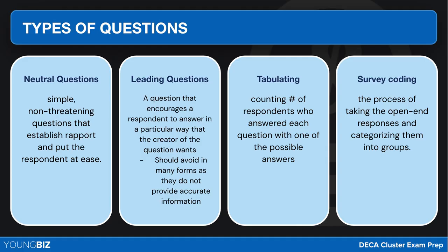Now let's discuss tabulating responses. This process involves counting the number of respondents who selected each answer to a question. This quantitative approach allows researchers to easily analyze and visualize data, helping identify trends and patterns in responses. And finally, we have survey coding. This is the process of taking open-ended responses and categorizing them into groups for analysis. By coding qualitative data, researchers can convert diverse answers into manageable formats, making it easier to interpret and compare responses.